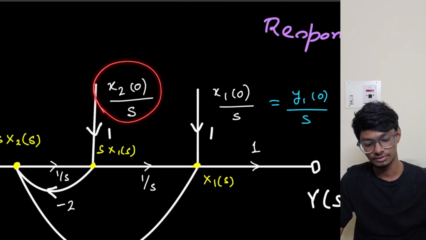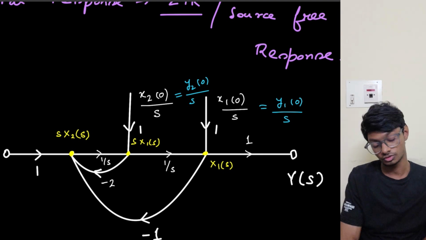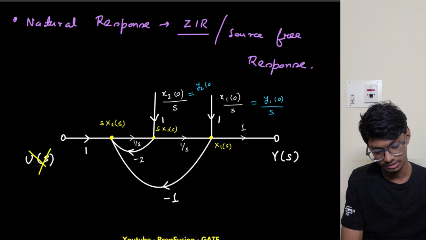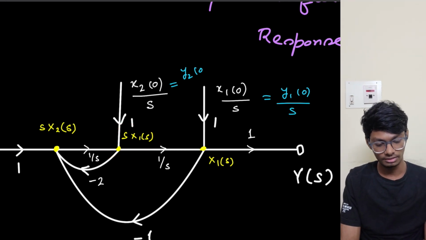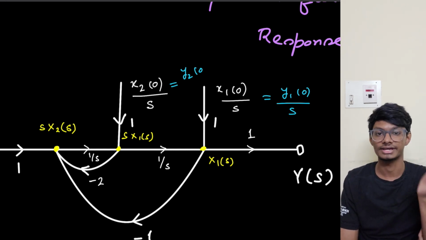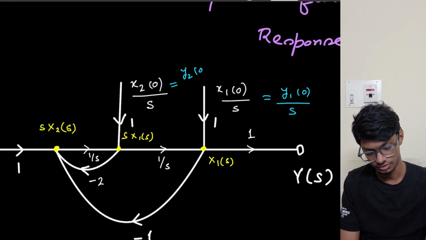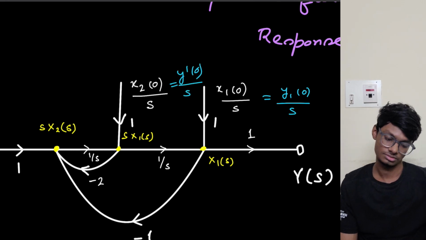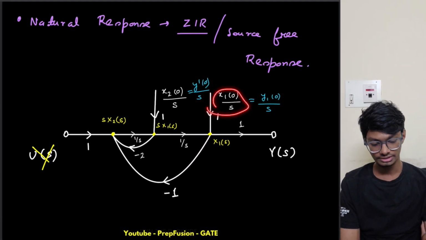And what is this value equal to? This value equals y2 of 0 upon s. Okay, not y2 of 0, sorry, this is the differentiation, right? This is x1 dash t, and what is x1 dash t? It is equal to y dash t only. So this will be y dash of 0. If you write the equations, you will understand. This is y dash of 0 by s. So this is x1 by s and this is x2 by s.